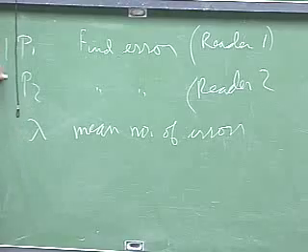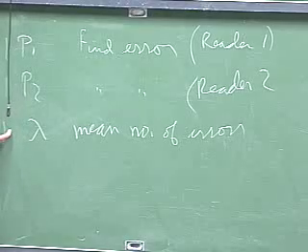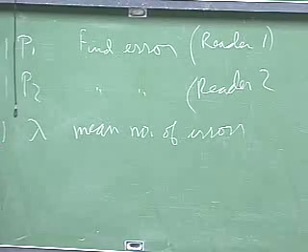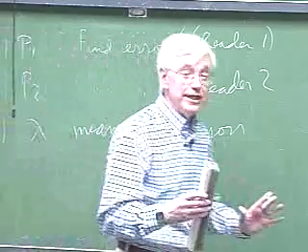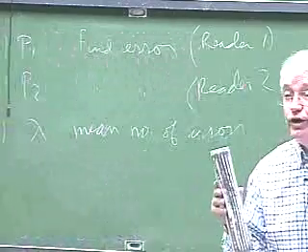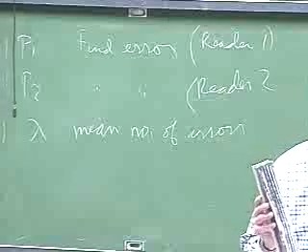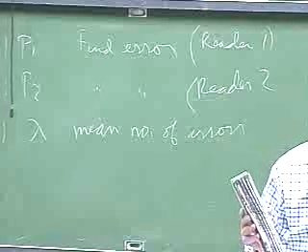However, in practice, we don't know any of these things. We don't know lambda, and we don't know these probabilities. We don't know how good the proofreaders are. However, what we want to do is use the fact that we've got two proofreaders to estimate all this stuff. So we want to know how many errors are uncovered, not found.